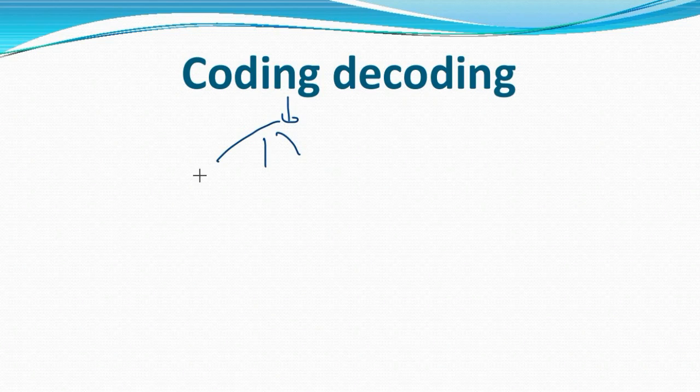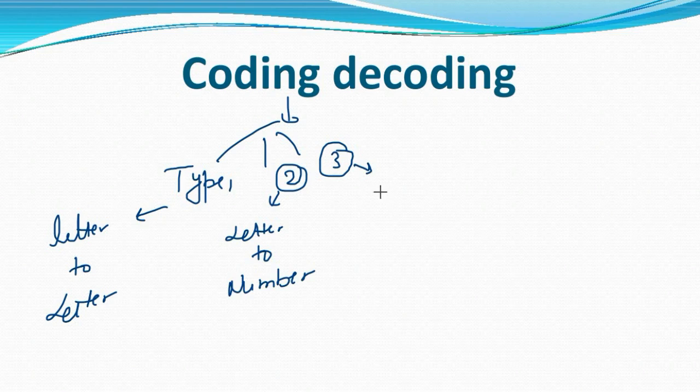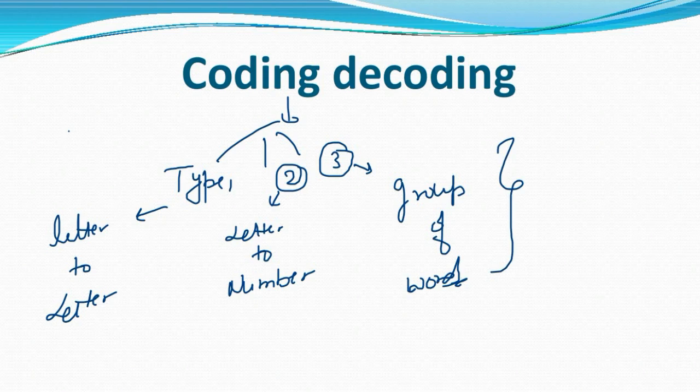If I break coding decoding into three types: type 1, type 2 and type 3. In type 1 we will discuss letter to letter coding. In type 2 we will discuss letter to number. And the last, type 3, is group of words. Here are the three types of coding decoding, and one by one we will discuss them. So in this video we will discuss letter to letter coding.